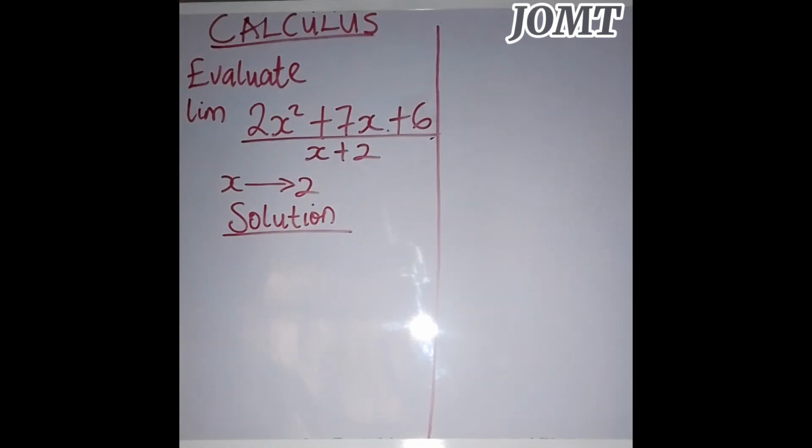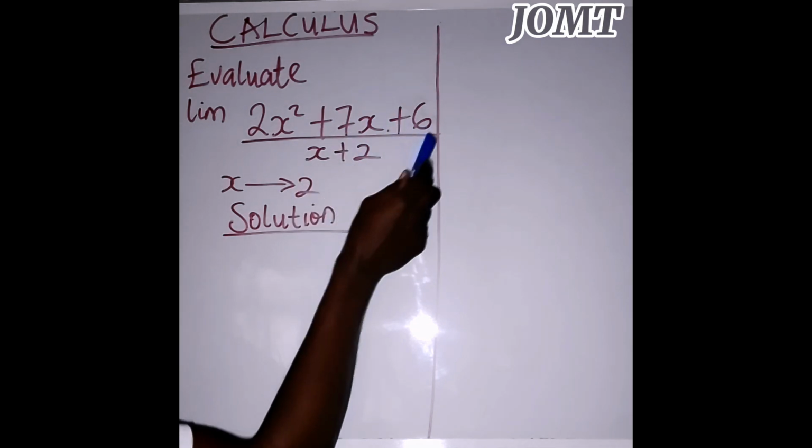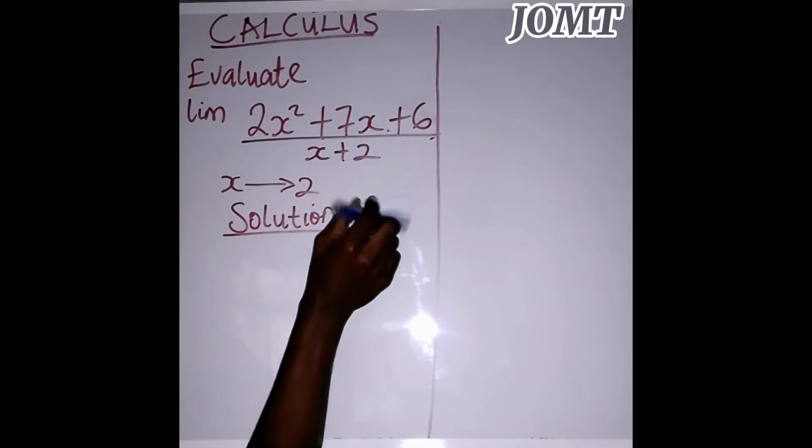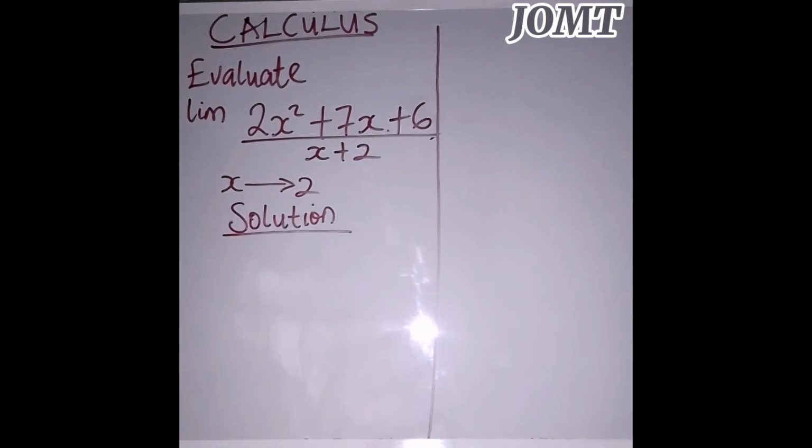Alright, now look at this particular question. This calculus question is very simple and very easy. The question says: evaluate the limit of 2x squared plus 7x plus 6 over x plus 2, as x tends to 2. Now what do I do here? Very simple and very easy.